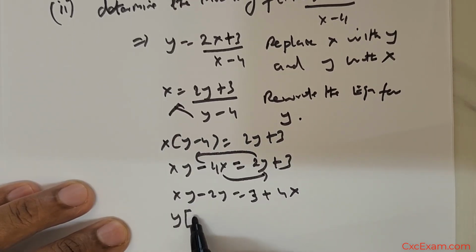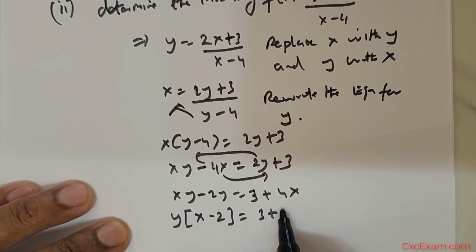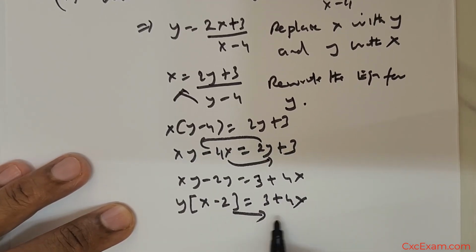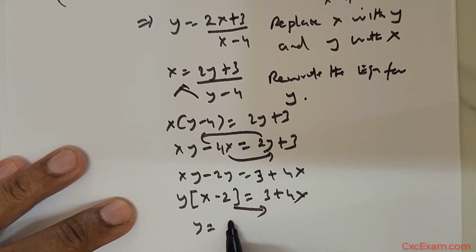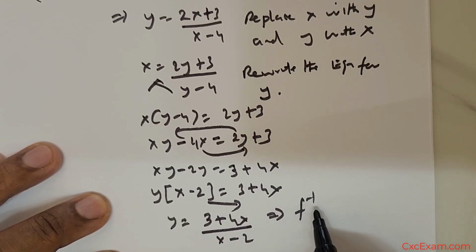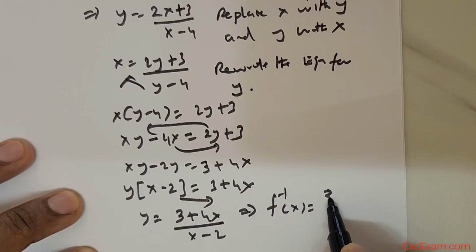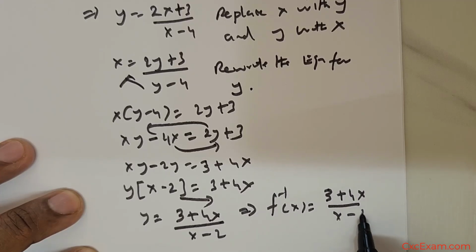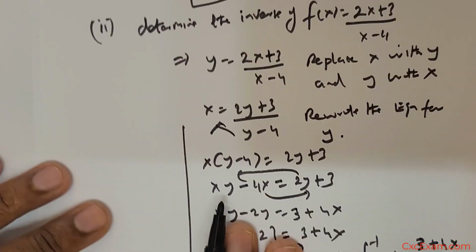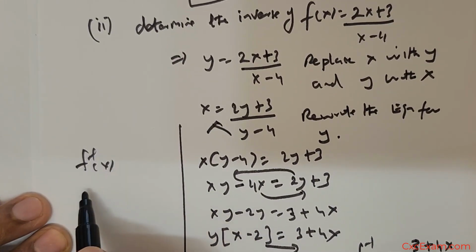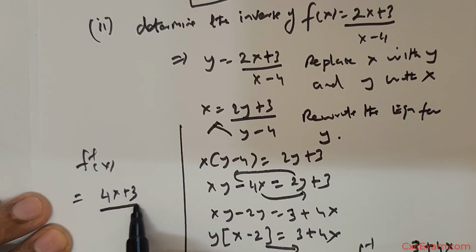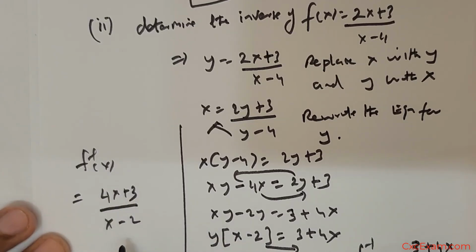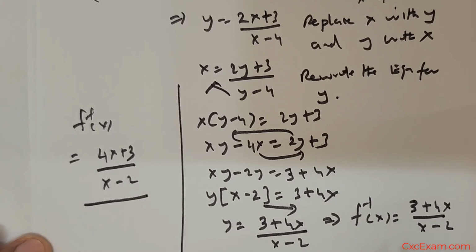So from here you take y out. That would give you y(x - 2) is equal to 3 + 4x. Push this towards the right. So you get y is equal to (3 + 4x) divided by (x - 2). So this would mean f inverse of x is equal to (3 + 4x) divided by (x - 2). You can also rewrite it like this: f inverse of x is equal to (4x + 3) divided by (x - 2), with the x component occurring as the first part. So that is the required solution for this question.